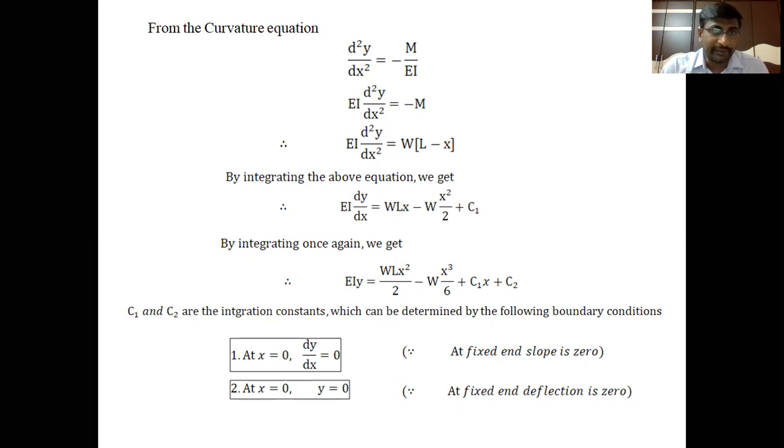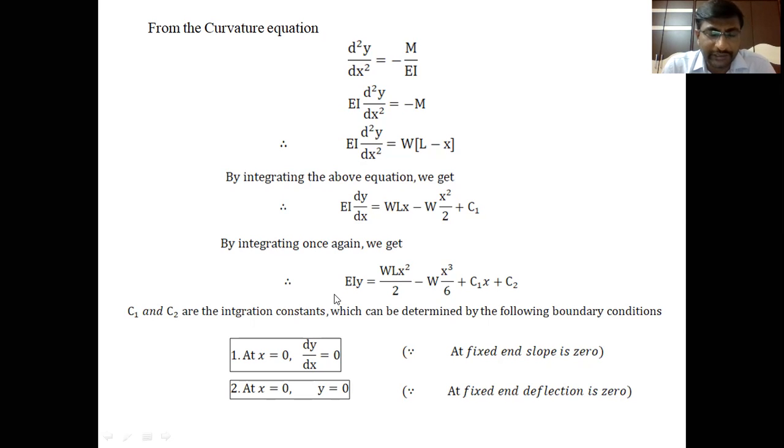in the double integration method for the given curvature equation. Okay students, this is the curvature equation. After integration, we will get the slope in the first integration, and we will get the deflection equation after two times integration of the curvature equation. These are the two equations. In these two equations, C1 and C2 are the integration constants, which can be determined by the following boundary conditions.